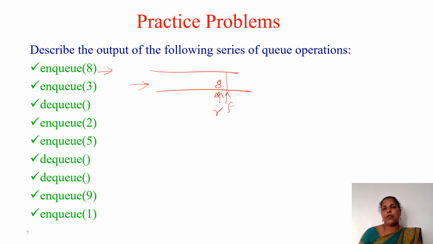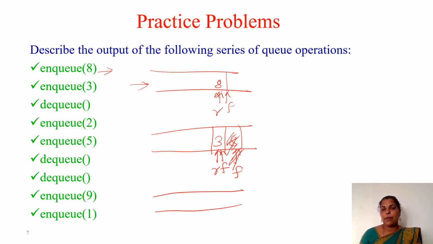Then again I am performing the NQ operation. What I have to do is increment the rear position, so incrementing the rear position becomes this one. So I am inserting 3. Front is at the front of the queue. Then I am going to DQ it. So I have to increment the front position. Now front becomes here and I am removing this one. Then I am performing the NQ operation. So I have to increment the rear position. Now 3 is in the front. Then I increment the rear position again, so I am inserting 2.